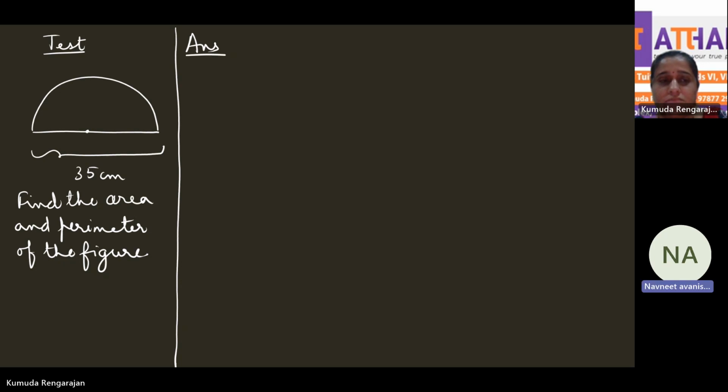Ma'am, how can we take the value of pi? Should we take it as 22/7 or 3.14? I've told you, if nothing is given, you have to take 22/7. Okay, ma'am.